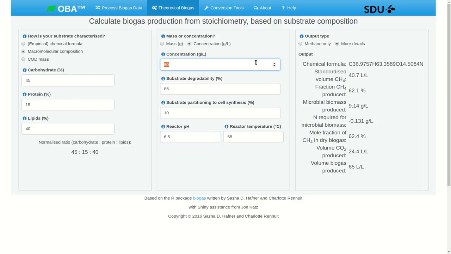Well, what happens if we had a more concentrated waste stream of 150? And let's go back to a pH of 7.9. So now we see a methane content of around 65%. So it's a relatively flexible app, and there are a lot of different ways it can be used.